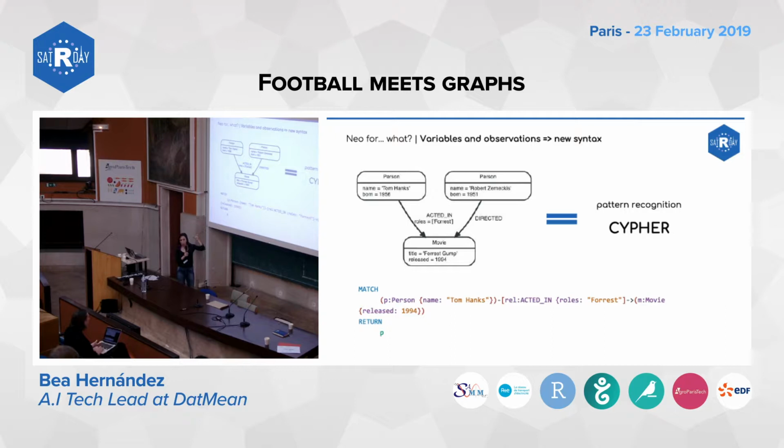In Neo4j, the relationships are directed. You cannot do an undirected one. You can do both directions of the relationship, but you cannot do the undirected relationship. So you will always have the arrow point. And then you have to return something, which is P in this case, because I want the person.